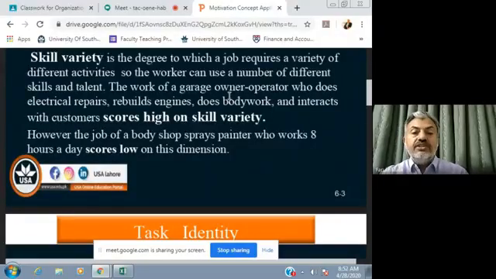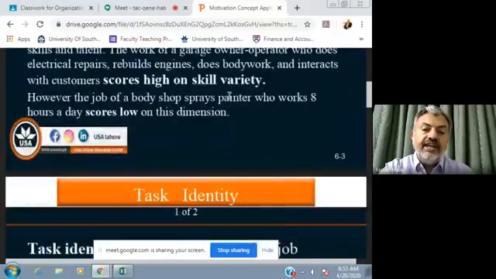So this person's job scores high on skill variety, because he has a variety of skills that he is displaying, and that's what keeps him motivated. Whereas a person who is just spray painting cars is just performing one task and repeating that task over and over again, that person scores low on skill variety.